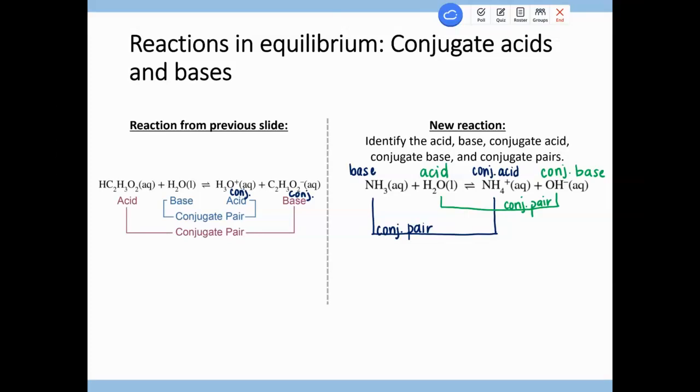Conjugate pairs, like I said, one will always be an acid, one will be a base, but you can double check and consider the reverse reaction. NH4+ becomes NH3. That means for the reverse reaction, NH4+ gives away a proton. So that means NH4+ is the acid. It's on the right side, so that makes it the conjugate acid. And then we can do the same thing for OH-.